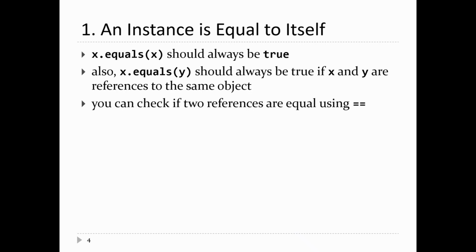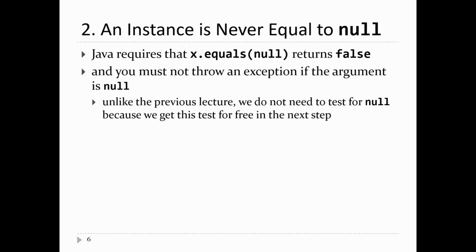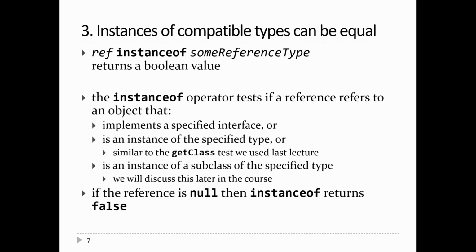So an object is always equal to itself. That's the exact same thing as before. Requirement number 2, x equals null always returns false, and we never throw an exception. Before, we would explicitly test if obj is null. Today we don't have to, because the next thing we're going to do does that test for us. And that's step 3.